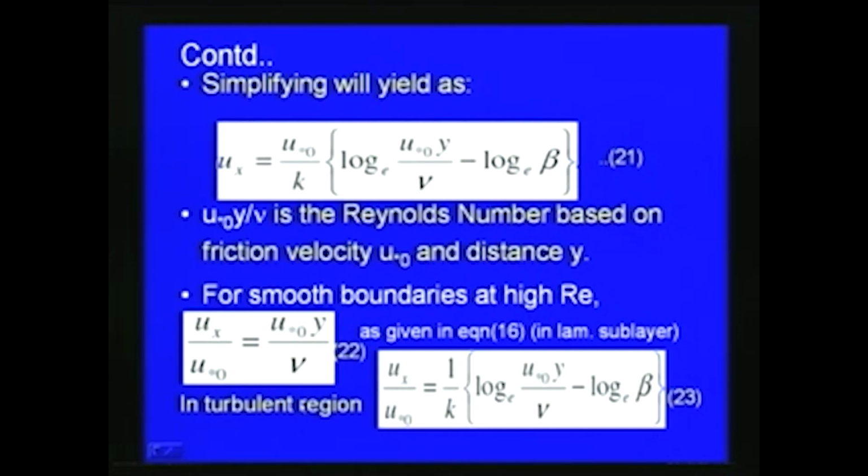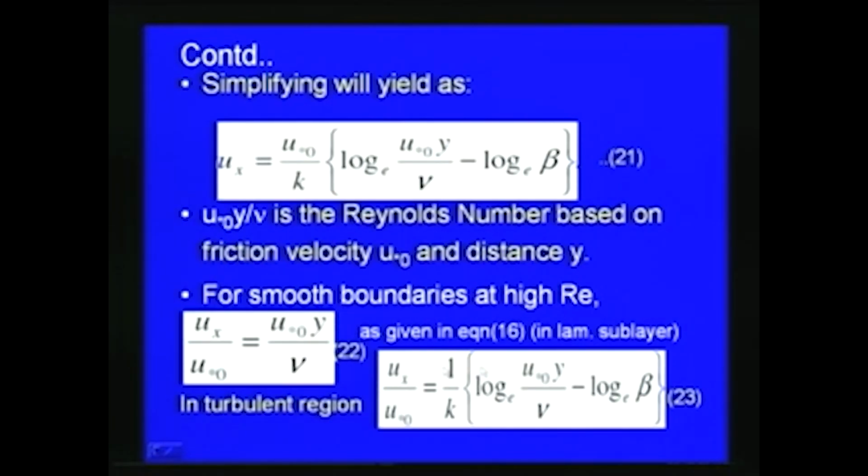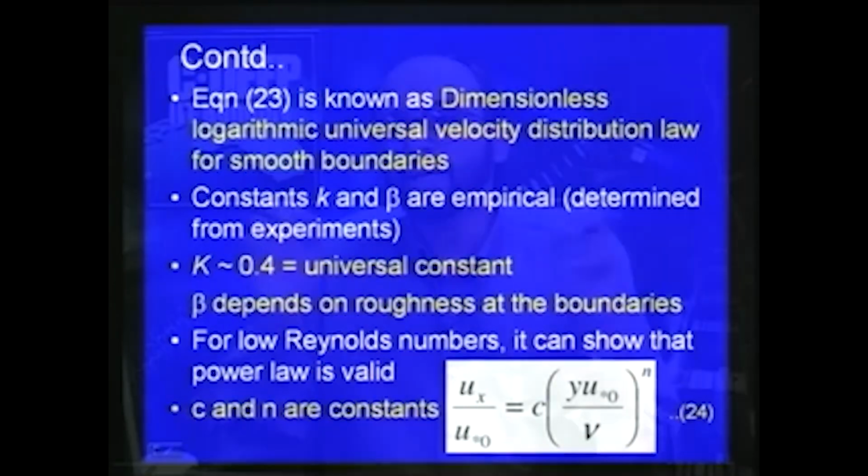So, finally, for the turbulent region, we can write u_x by u*_0 is equal to 1 by kappa natural log of (u*_0 y by nu) minus log e beta, as explained in equation number 23. This equation number 23 is known as the dimensionless logarithmic universal velocity distribution law for smooth boundary. So, when we consider a smooth boundary, this equation is called the dimensionless logarithmic universal velocity distribution law.